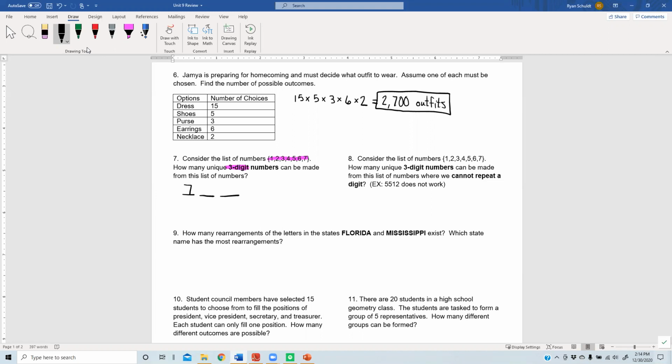How many options for the second? 7. How many for the third? 7. So multiply 7 times 7 times 7 together, and you'll get 343 numbers.